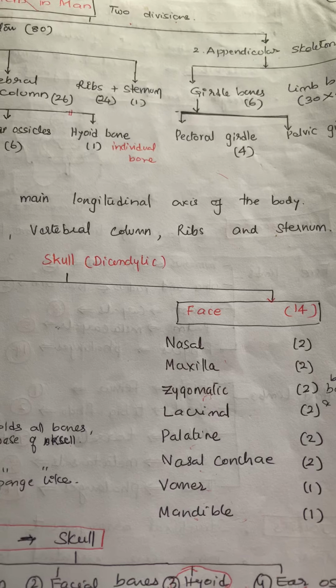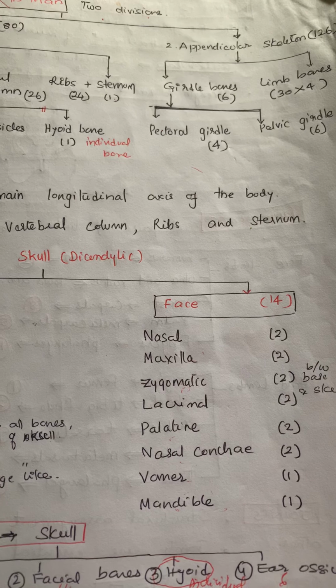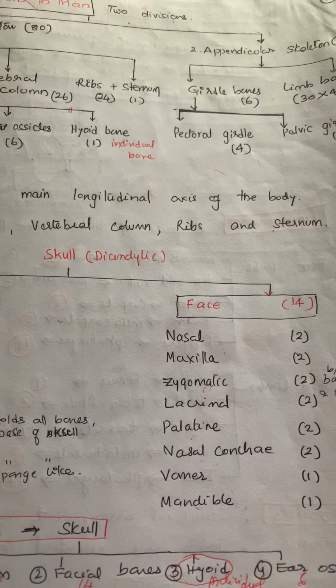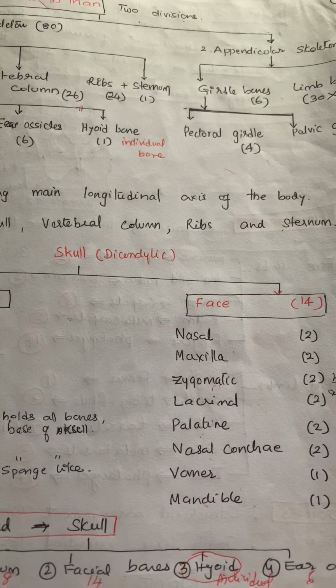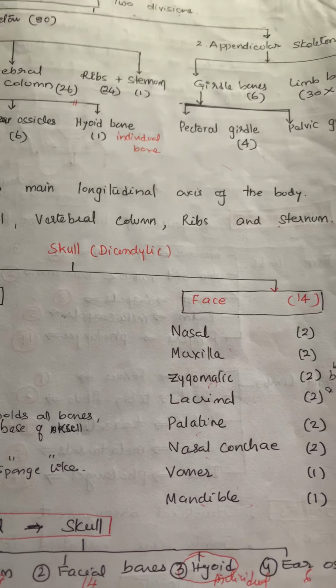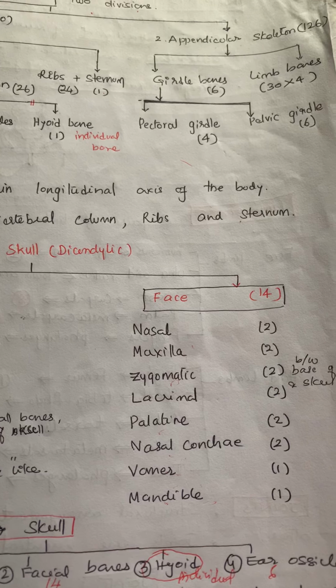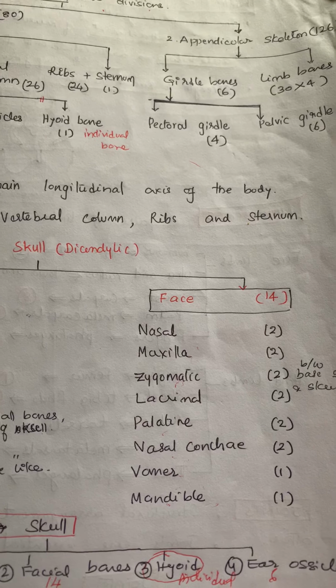And the next one is appendicular skeleton. These are the girdles and the limb bones which are attached to the axial skeleton. Girdles are pectoral girdle and pelvic girdle. That let us discuss about it afterwards.